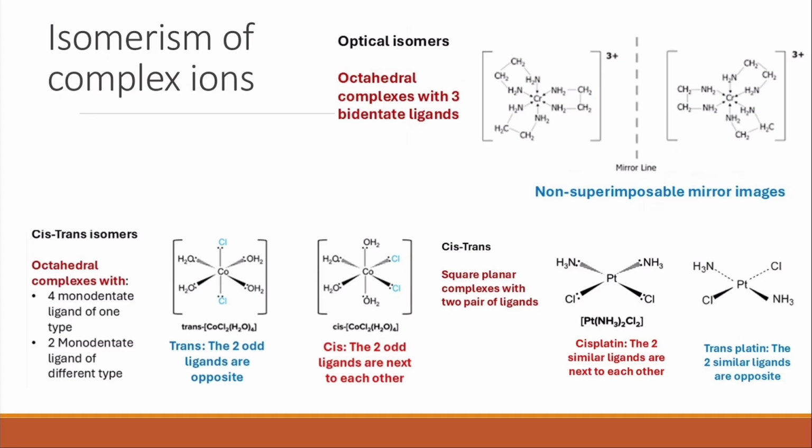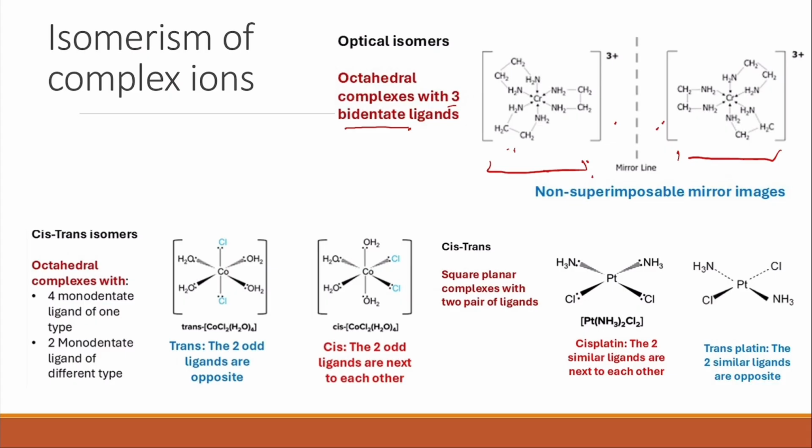Isomerism of the complex ions. So complex ions can form different types of isomers. The first one is the optical isomers, and optical isomers can be seen in the case of octahedral complexes when they have three bidentate ligands. So something like chromium with three of the ethane diamine ligands. So as you can see here, you can have non-superimposable mirror images of these two to give you the optical isomers. So this is a mirror line, and these are the two complex ions. So these are optical isomers. And then we can have the cis and trans.